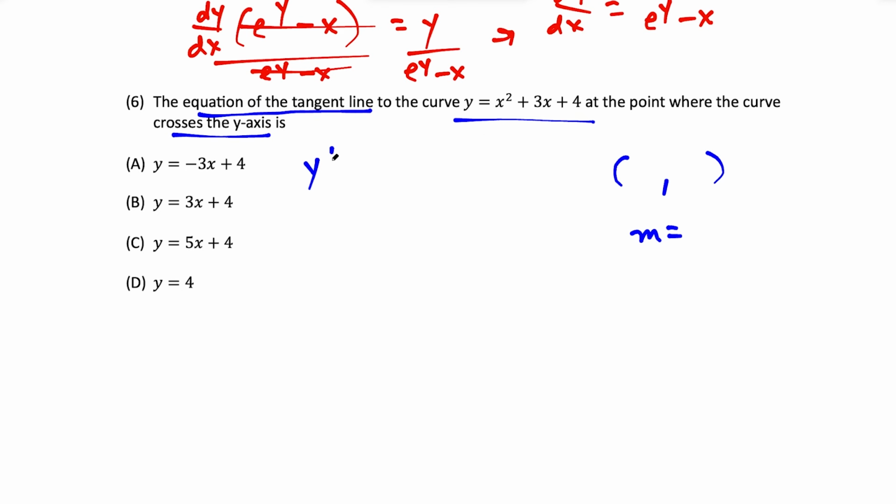So we're going to find y prime here, and the derivative of x squared plus 3x plus 4, using the power rule, is 2x plus 3. But now we need to know which value of x we are going to plug into the y equals equation and the y prime equals equation.